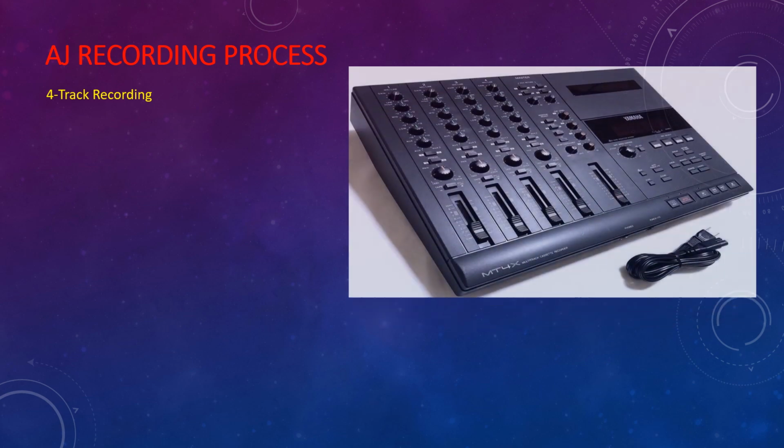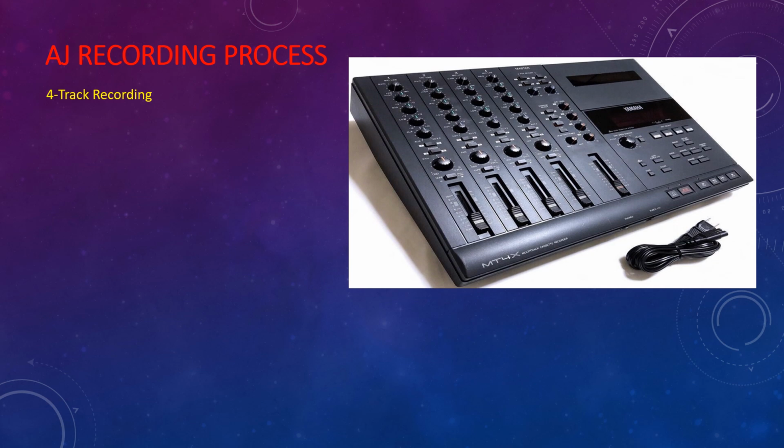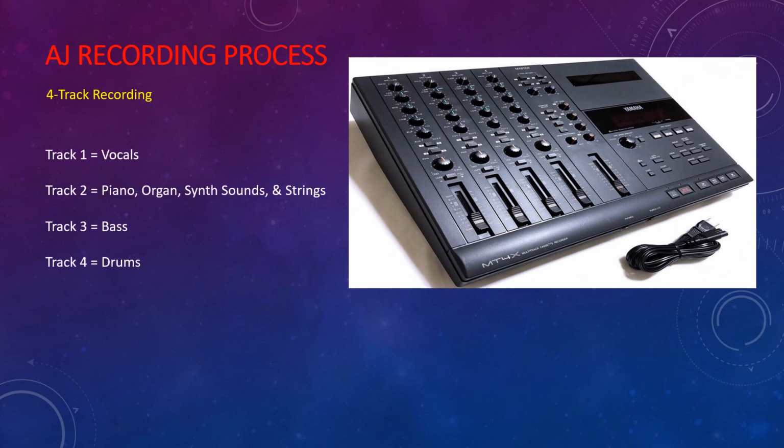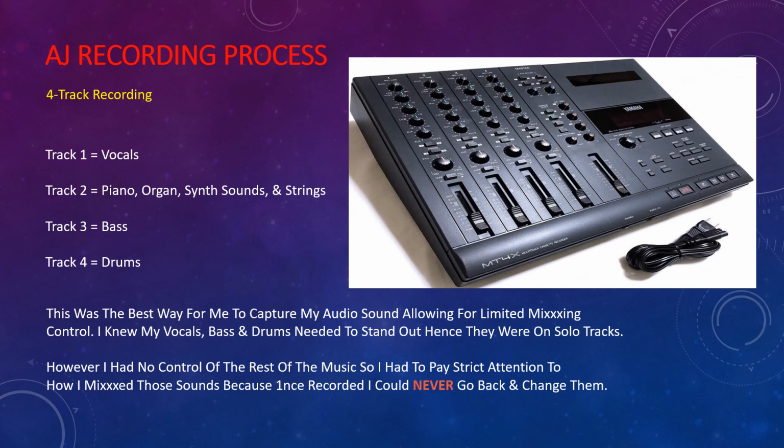AJ recording process, 4-track recording. That is the Yamaha MT4X. Track 1 was vocals, track 2 piano, organ, synth sounds and strings, track 3 was bass, track 4 was drums. This was the best way for me to capture my audio sound, allowing for limited mixing control. I knew my vocals, bass, and drums needed to stand out, hence they were on solo tracks. However, I had no control of the rest of the music, so I had to pay strict attention to how I mixed these sounds because once recorded, I could never go back and change them.